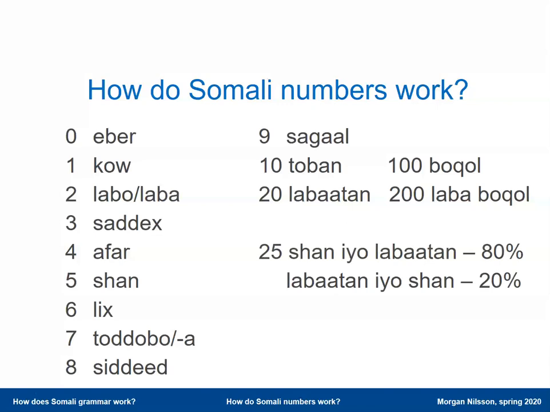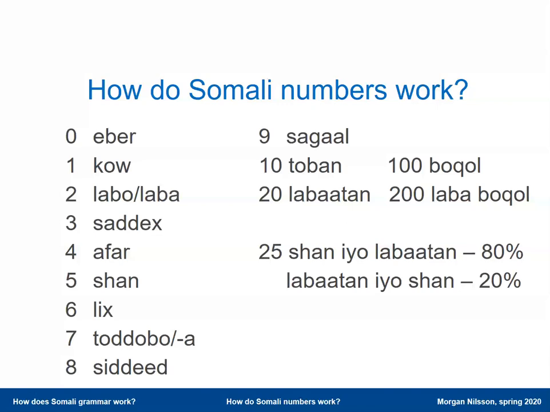And combinations of tens and ones are most often expressed in Somali so that the ones go before the tens, like in German, for example. So it's the opposite order between ones and tens compared to English. This is especially true in written Somali, that this order is more frequent. But in spoken Somali, it might be more 50-50.